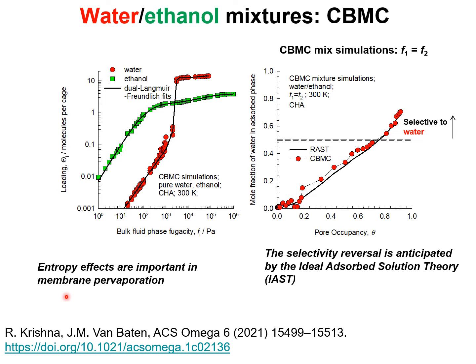Zeolites such as Chabasite, DDR, 4A zeolites are used for separating water-ethanol mixtures by evaporation. Let's consider mixture adsorption of water-ethanol in Chabasite. Here are the unary isotherms for water, red circles, and ethanol, green squares. We note that the saturation capacity of water is approximately 16 molecules per cage, and for ethanol it's 4 molecules per cage.